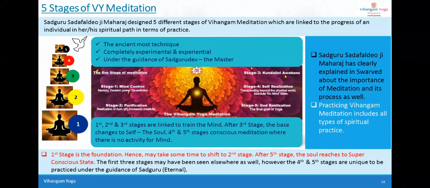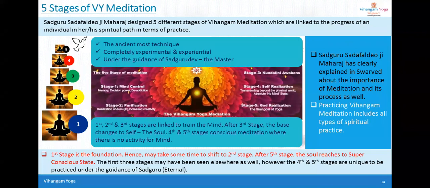The fifth stage of Vihangam meditation is the practice to attain, to realize, to experience, to meet the Supreme Being. Once we complete that, that means the Supreme Being was met. The ultimate goal of life is achieved. And at that point, we are called to be established in yoga.